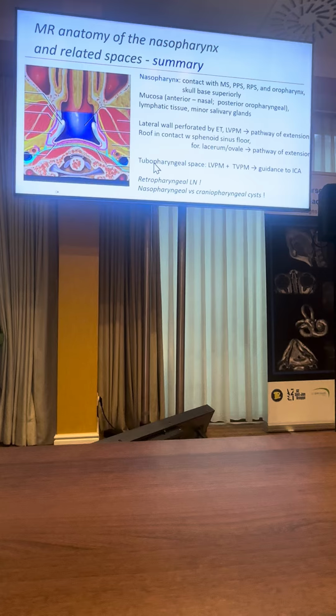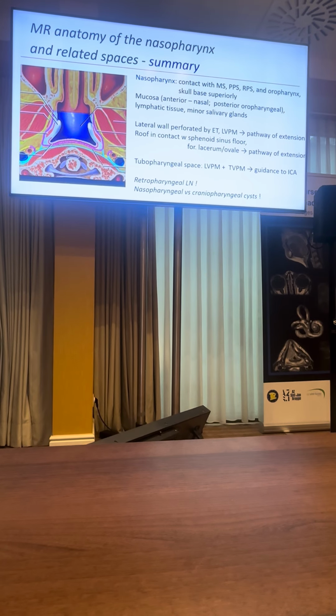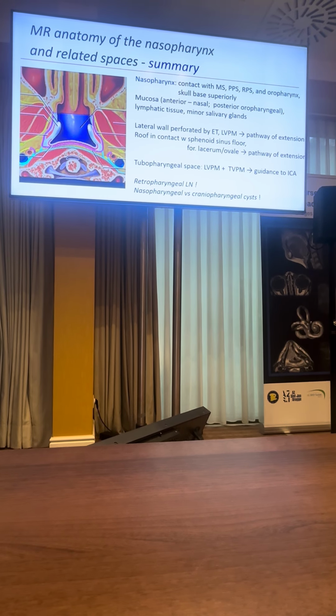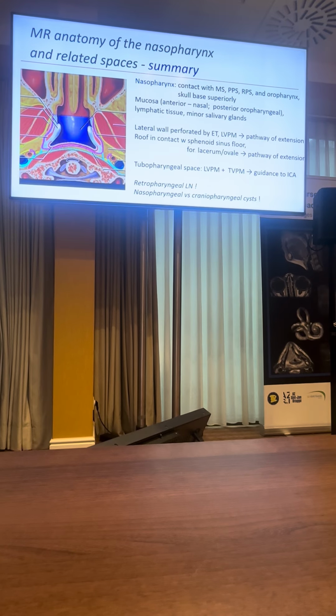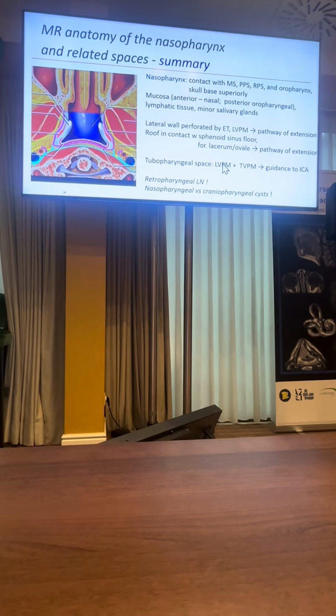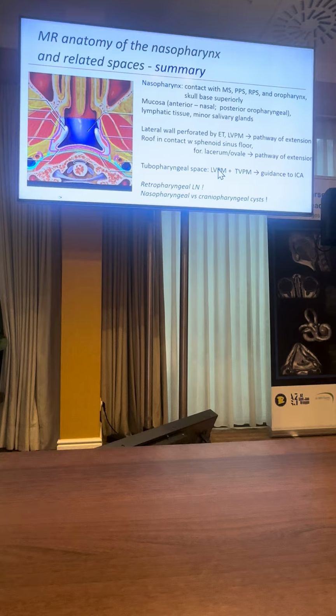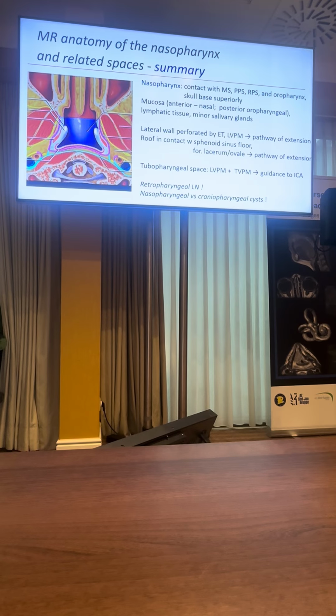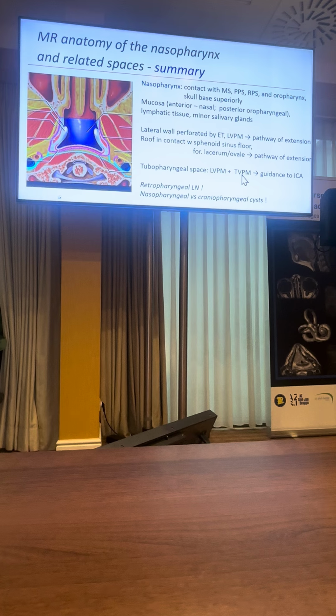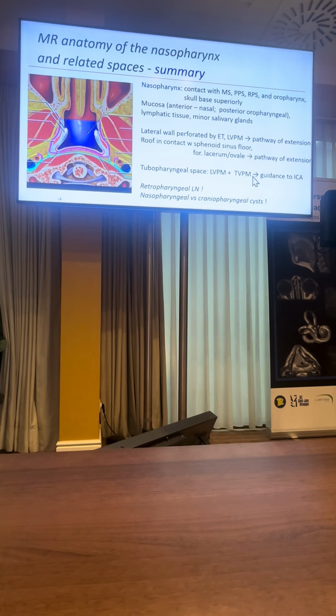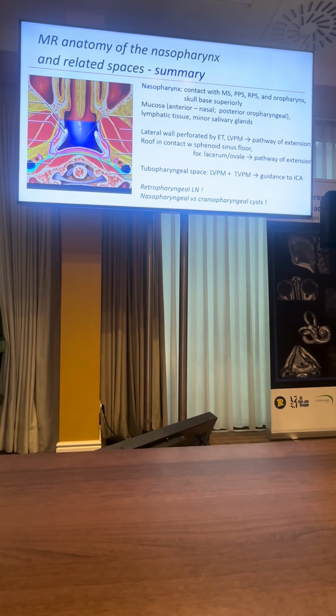We have this definition of the tubopharyngeal space. It's not a true space, it's a corridor for endoscopic therapy, which contains the levator palatini muscle being exactly anterior to the internal carotid artery. It has the tensor palatini muscle being 2 centimeters anterior to the internal carotid artery. I did not put here the longus capitis muscle because it's more medial and more posterior, but this provides guidance to the internal carotid artery for the endoscopic surgeons.